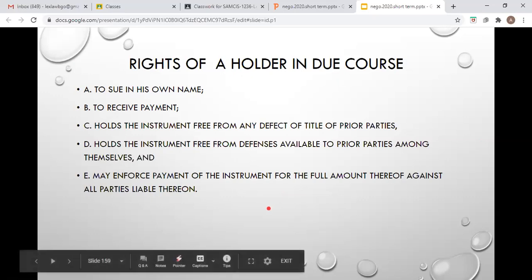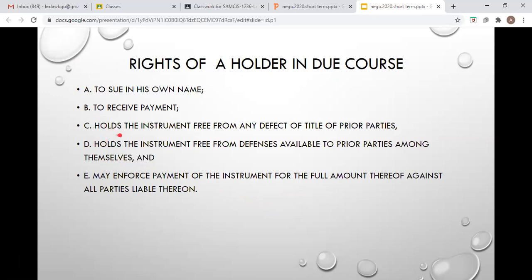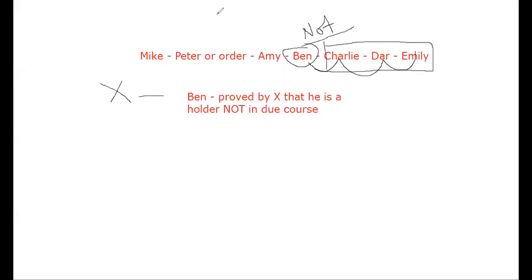Now, let's take a look at this third and fourth right of a holder in due course. To hold the instrument free from any defect of title of prior parties. Okay, so let's take a look at this. How about if, erase muna natin yan.